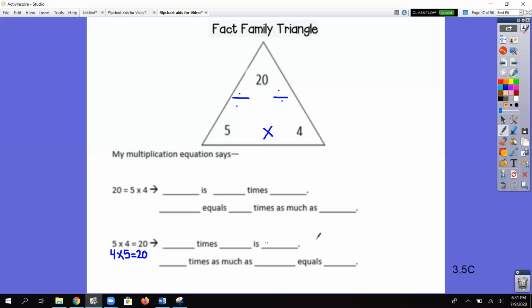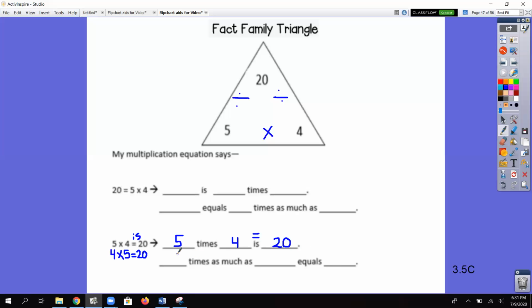So let's do this one first. You can say 5 times 4 is 20. Now, whenever you see the word is, you must know that that is the same as equal. Equal is the same as is. 5 times 4 is 20, or you could have said 4 times 5 is 20.